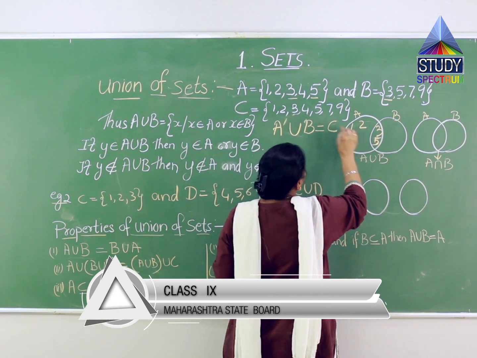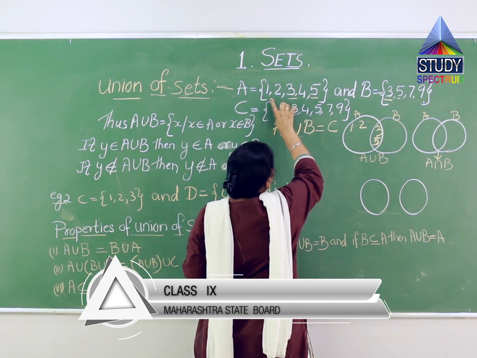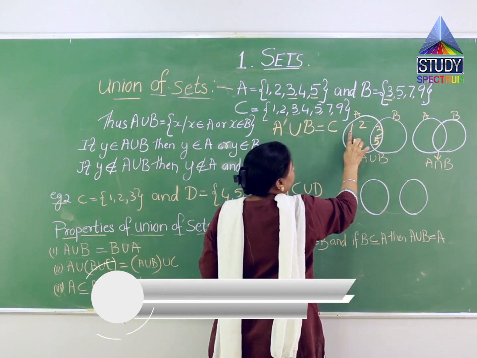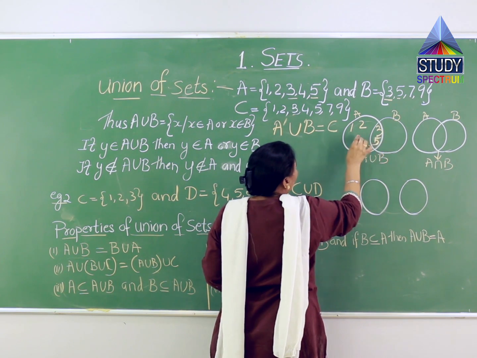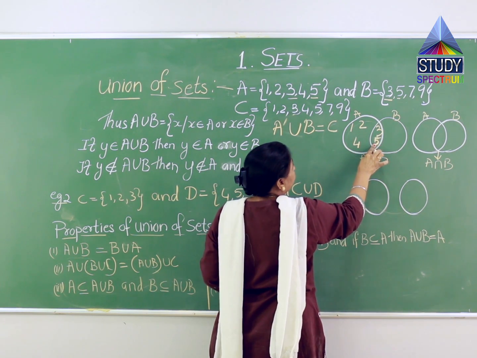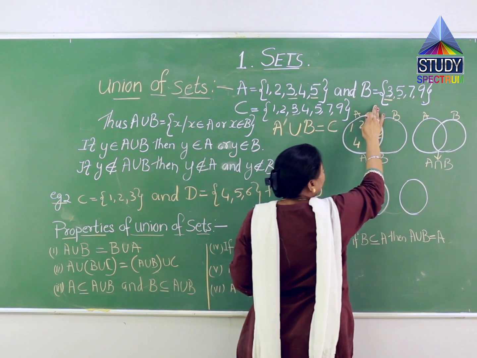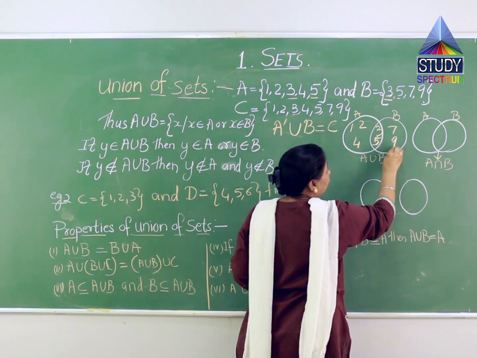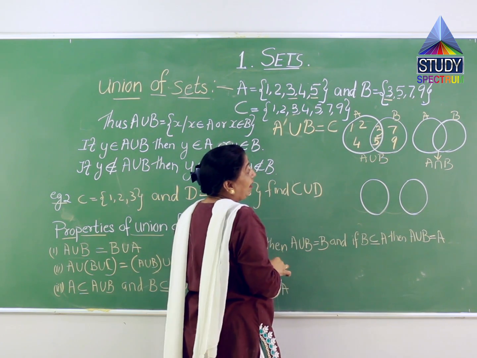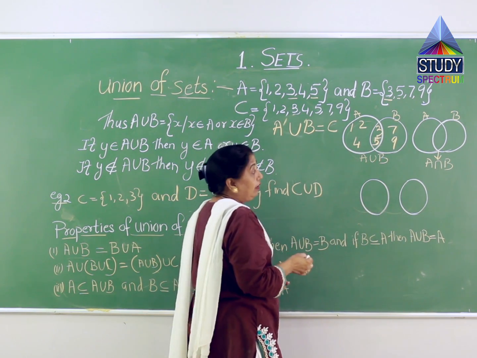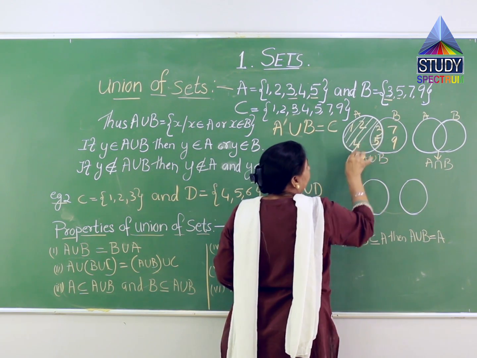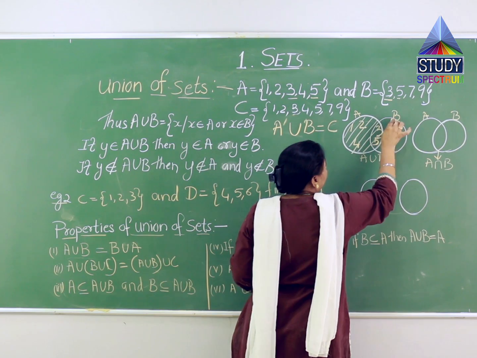So the other elements which are remaining in A are 1, 2, 3, 4, 5. So 1 I have written, 2, 3, 4 will come here, 5 is already there. And set B has 3 and 5, which I have written. So 7 and 9 I will put here. So when I ask A union B, you have to shade it completely. This will give you A union B.